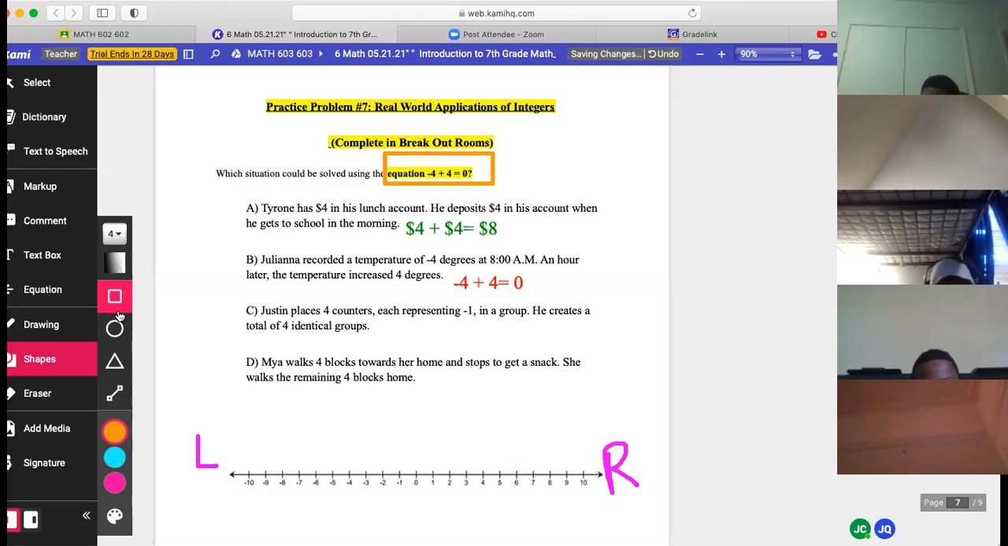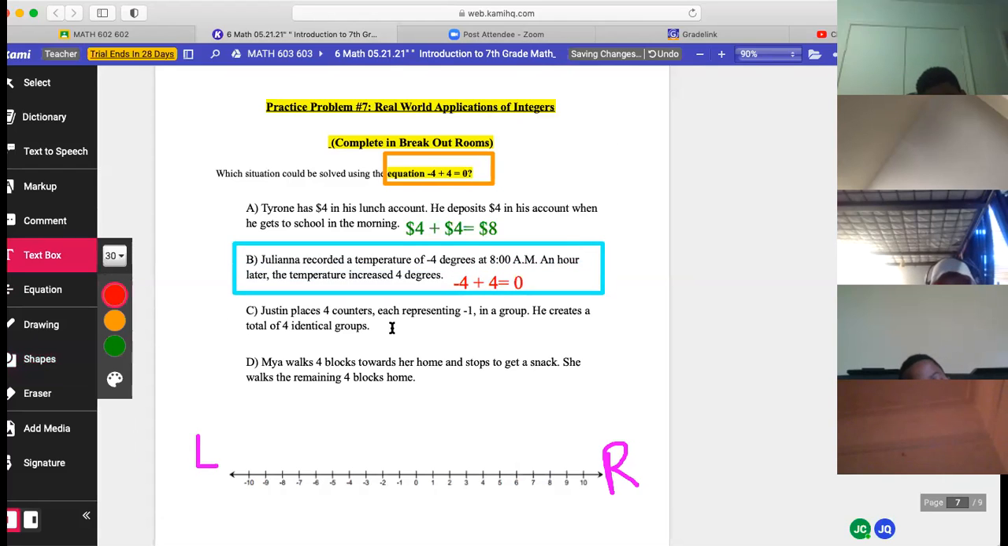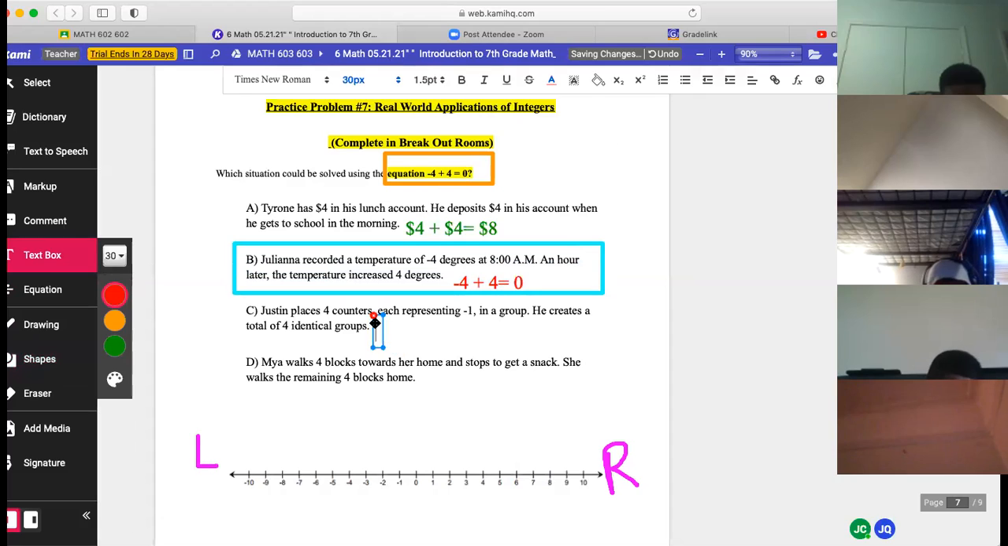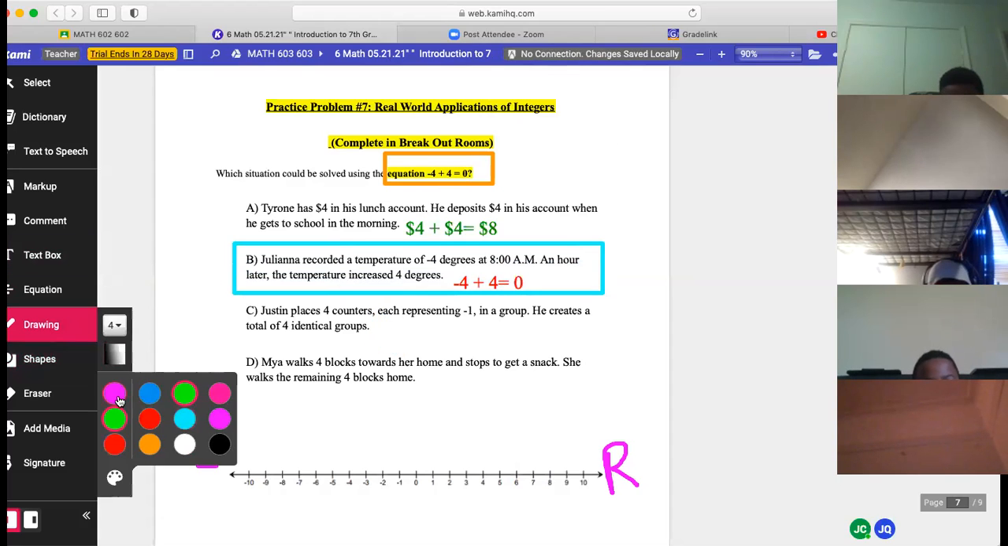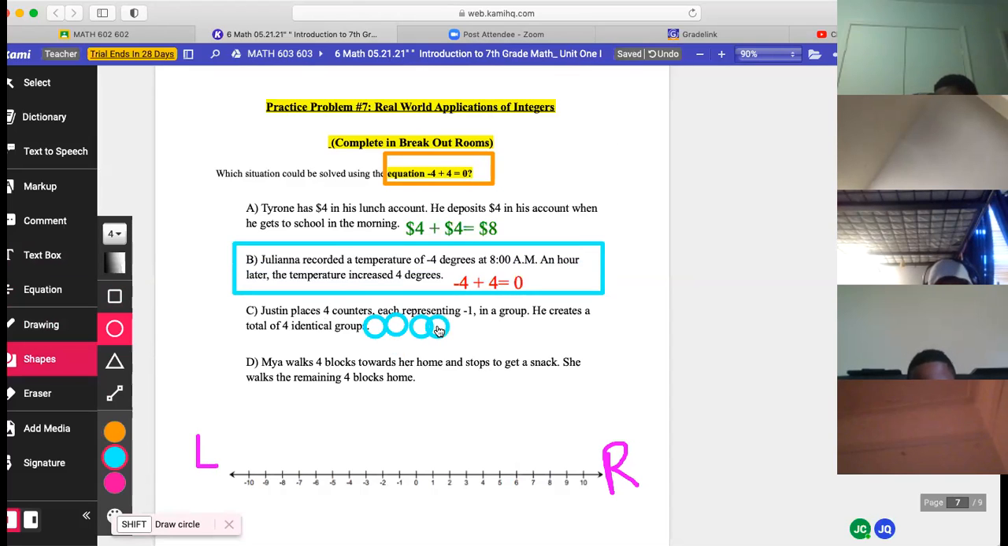So now C. Justin places 4 counters, each representing -1 in a group. He creates a total of 4 identical groups. Well, I don't think I should. I don't know to use this one because it doesn't have a -4, and we are looking for -4 and +4. So I don't think this can be useful.